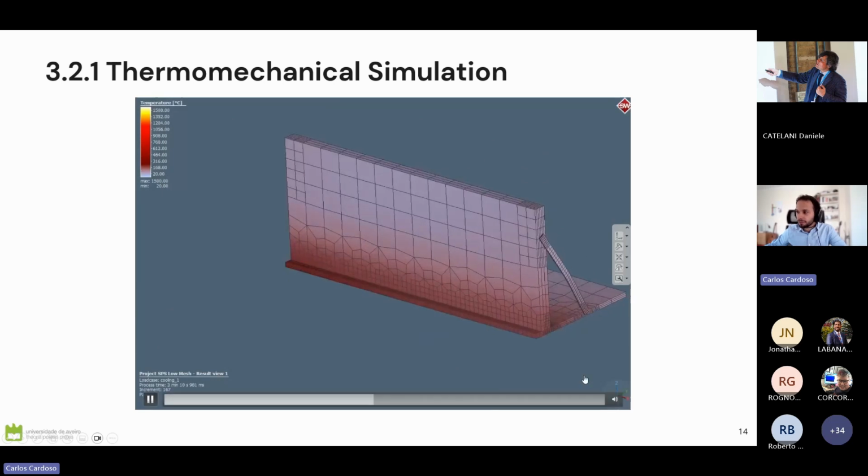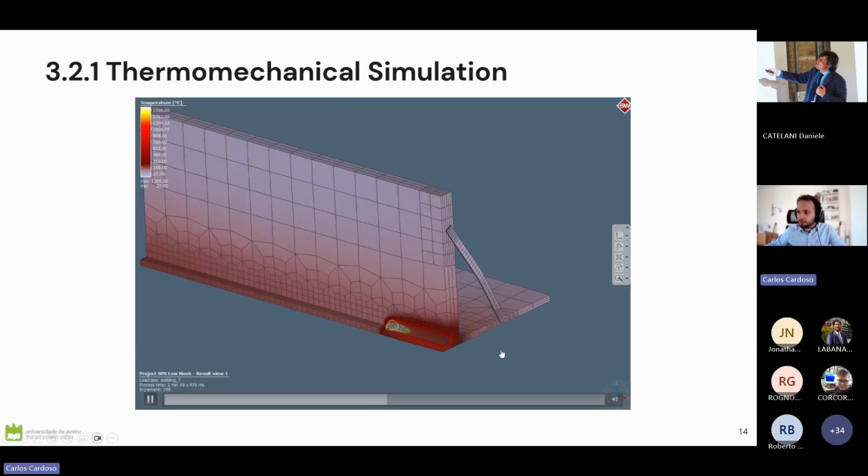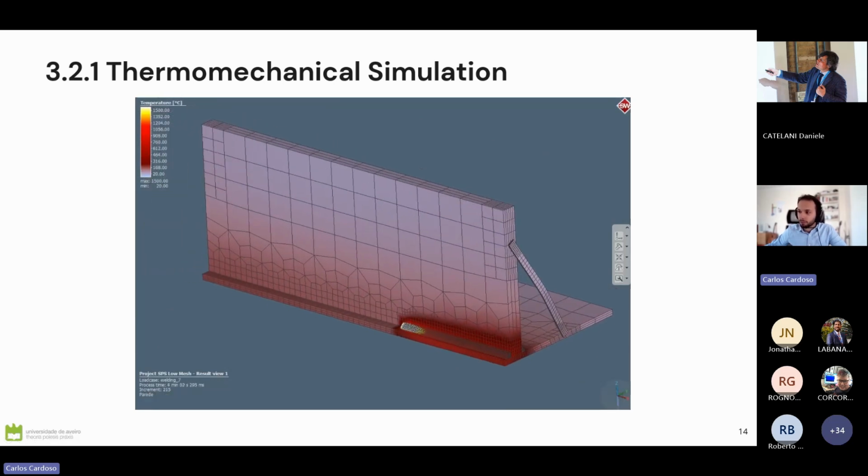And after 2 minutes of the cooling time, so it's under 20 seconds in the video, we can see the second weld pass on the back of the vertical plate. And that's the simulation that was performed.